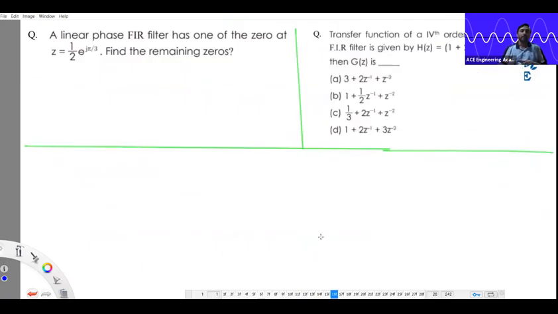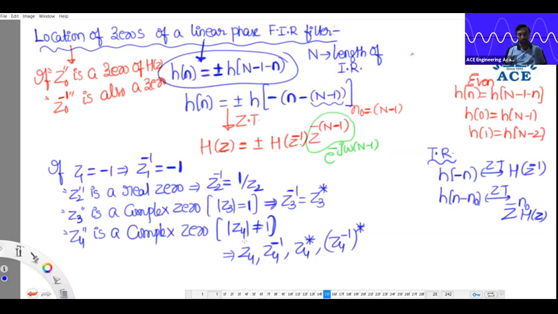Okay. A linear phase FIR filter has one of the zeros at 1 by 2 e power j pi by 3. Find the remaining zeros. A hint is given: the words linear phase. So it is a complex zero with magnitude not equal to 1. It is coming under the last condition.